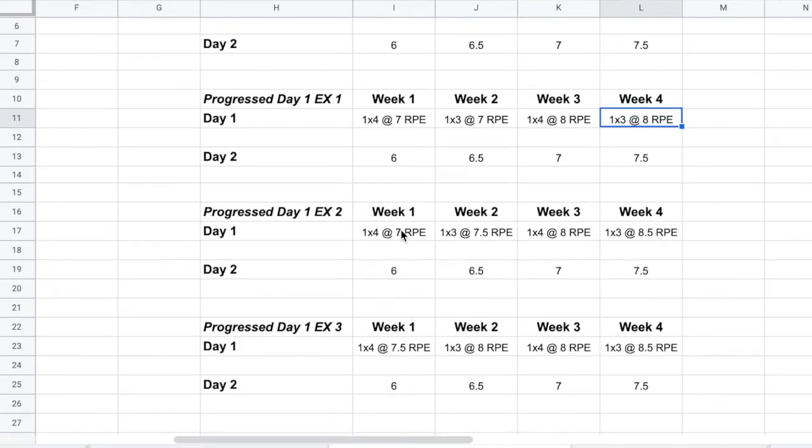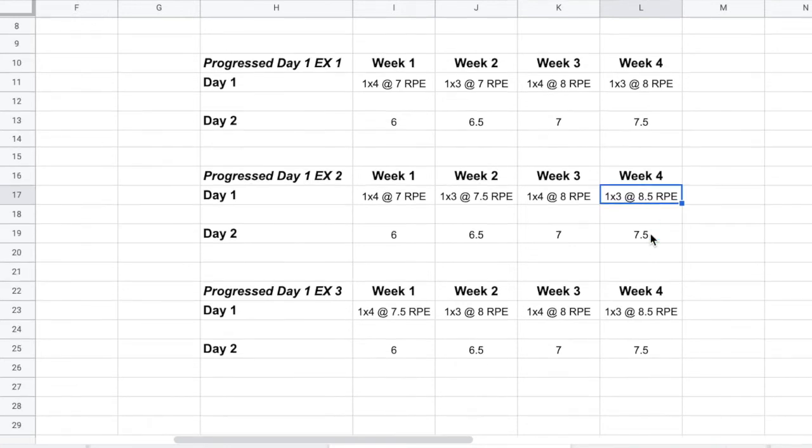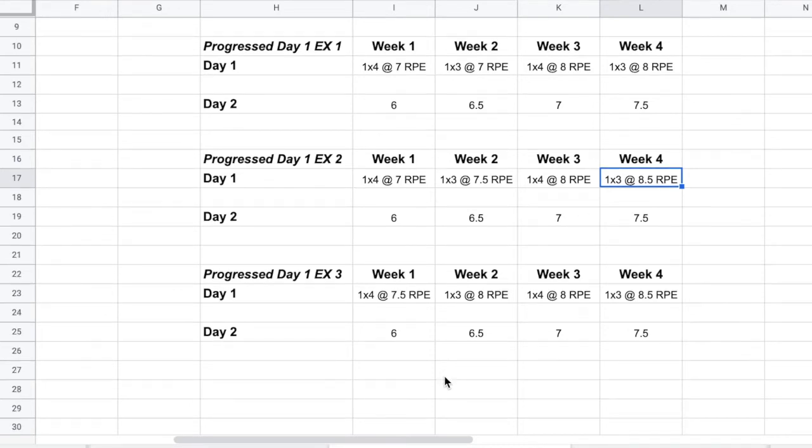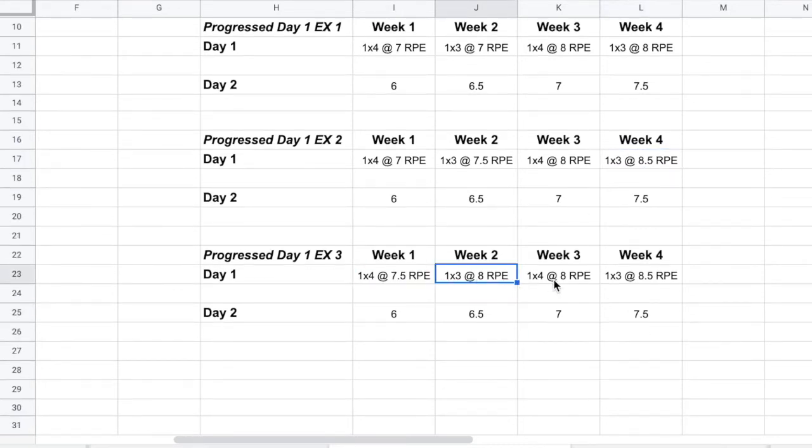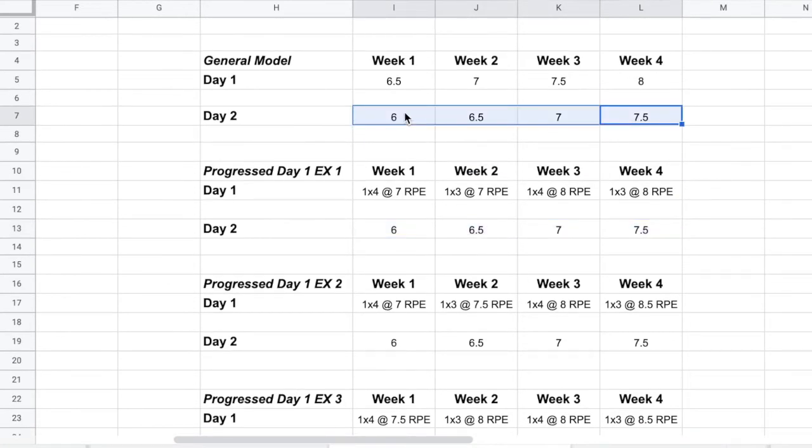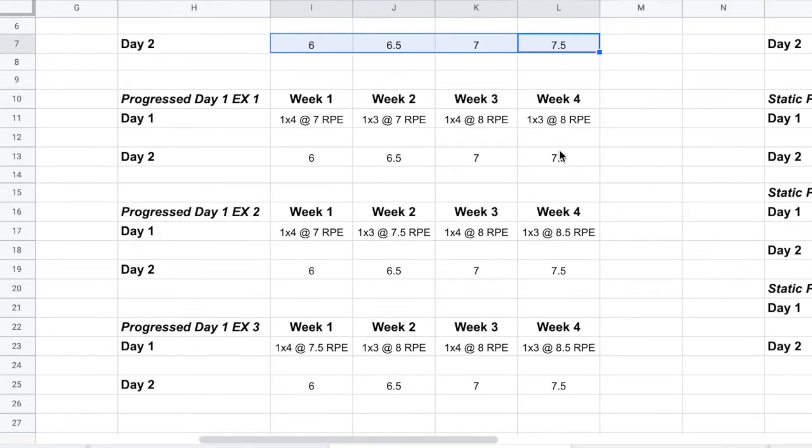Another model here, 7, 7.5, 8, 8.5. We could do this with the same rep scheme because we are changing the RPE, but it's even a model within that we're changing the reps within it. Again, I just want to give a lot of different ideas, it doesn't have to be this strict model. There's so many different ways we can do this. And then the last one here, 7.5, 8, 8, 8.5. And in every single one of these, we're just leaving that day 2 the same. Maybe this is the model we're using right here, but it doesn't matter what that is. We're leaving that day 2 the same, and there's constant manipulation to that primary day.